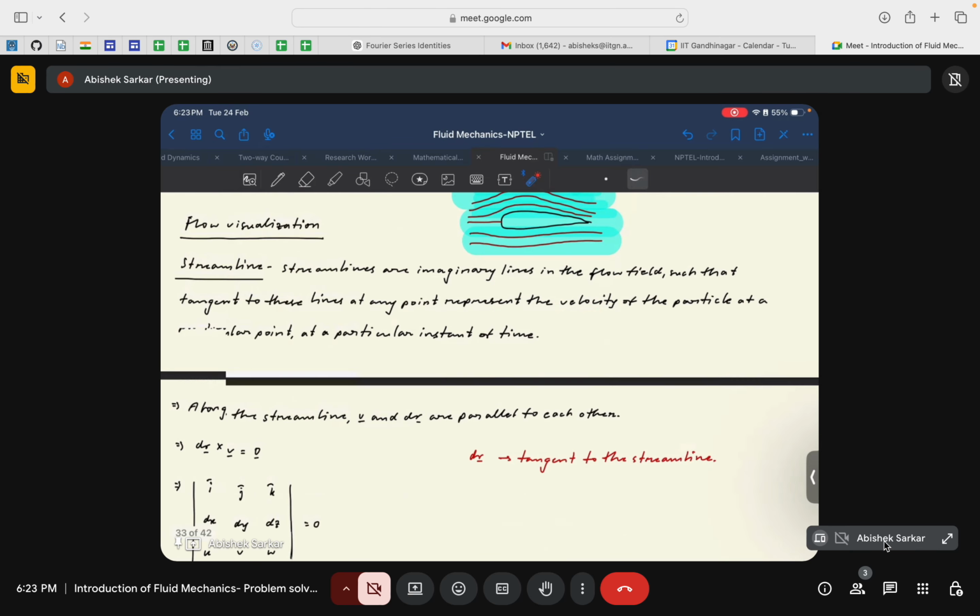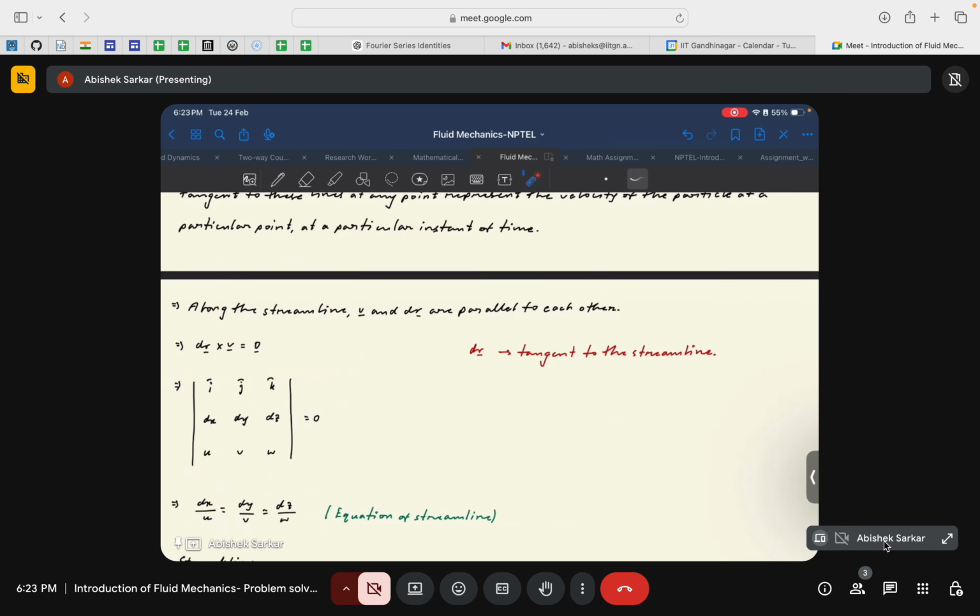So to find the equation of the streamline, again the detailed discussion was there in the lecture, so I will go directly to the equations for saving time. But it's again important to go through the detailed understanding for your clarity. For that you can go to the lectures, but for the problem solving part I will just discuss the equation.